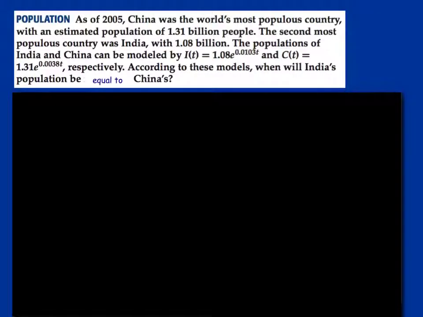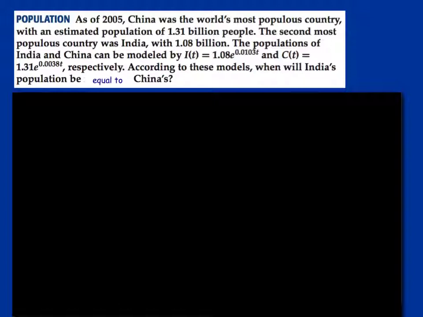Okay, last example. Let's apply exponential growth to population. As of 2005, China was the world's most populous country with an estimated population of 1.31 billion people. The second most populous country was India. So these are statistics from 2005. They could have changed now.